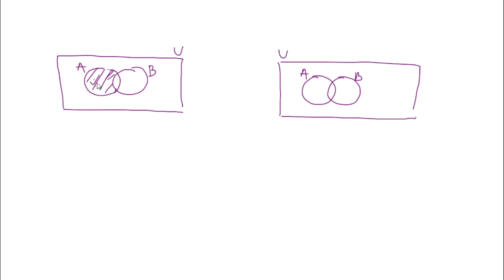Let this rectangle represent the universal set U, and A be a set and B be another set. Let this be A and this be B. In this case also there are two sets, A and B. So A minus B will be this portion. That means this is the region for set A, but this region does not belong to set B. We will not include this part here.